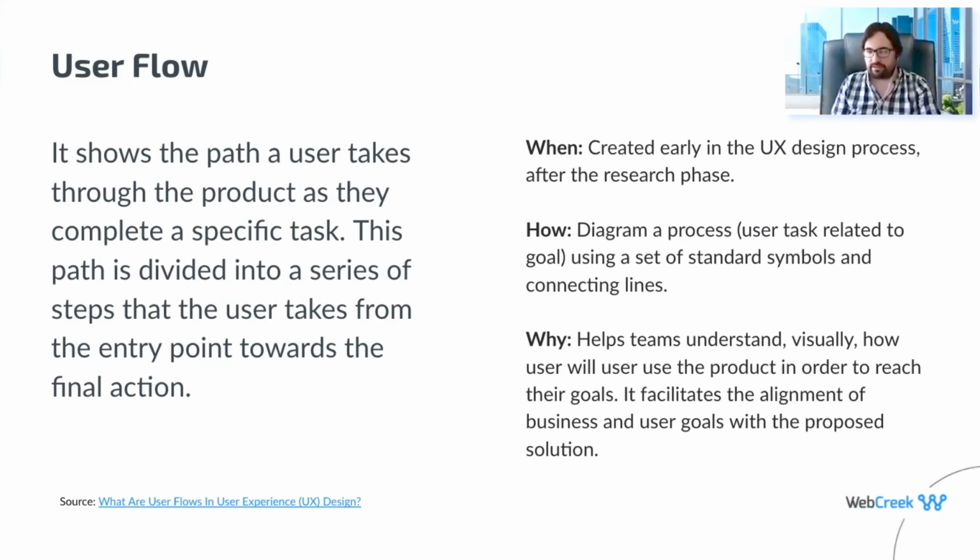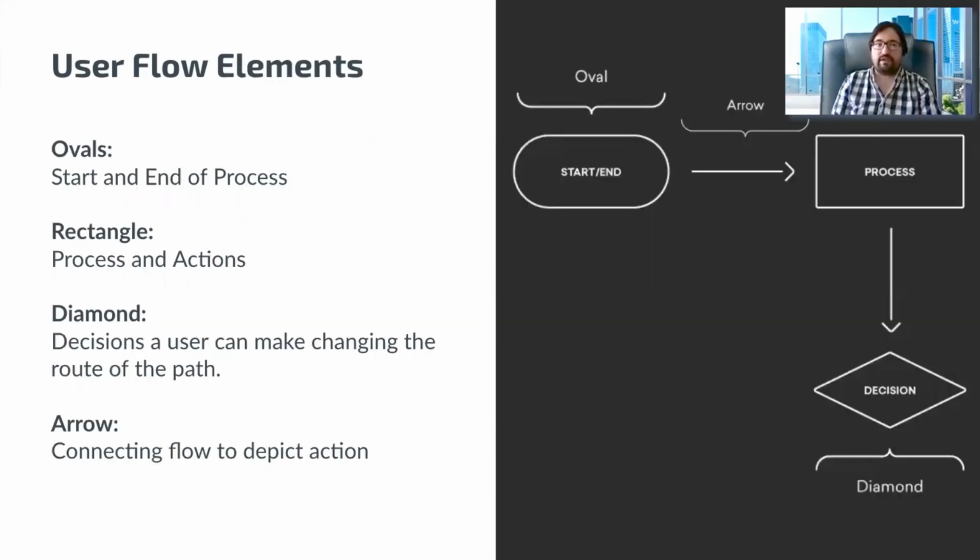And how? It's basically a diagram that uses a set of symbols and connecting lines to make sense out of things. And why we do this: it helps teams understand visually how each user will use the product in order to reach their goals. It facilitates the alignment of business and user goals with the proposed solution. So user flow elements are very, very basic, at least the ones that you should care about.